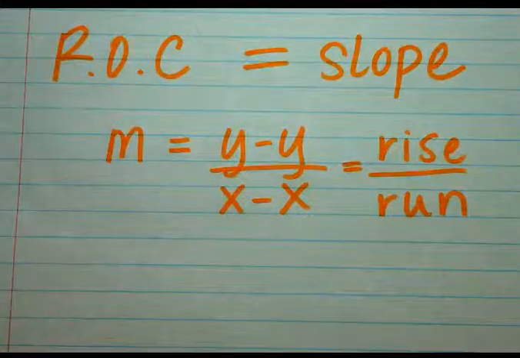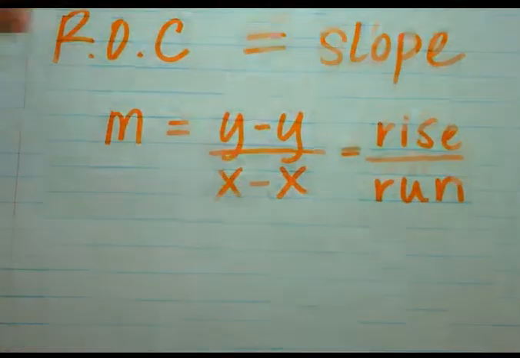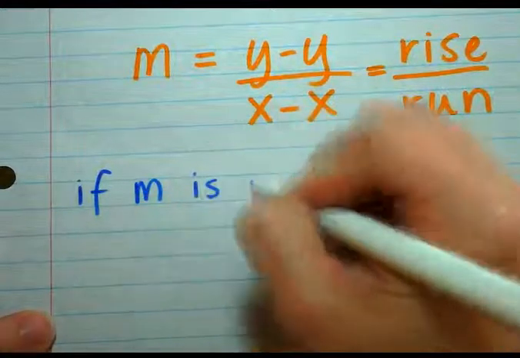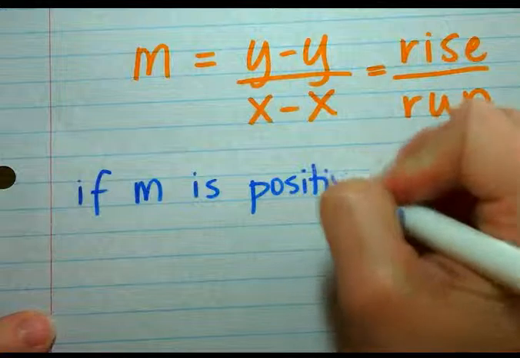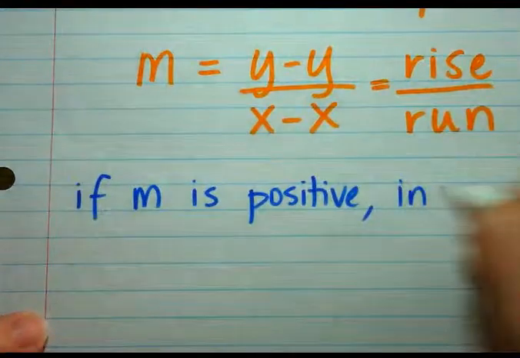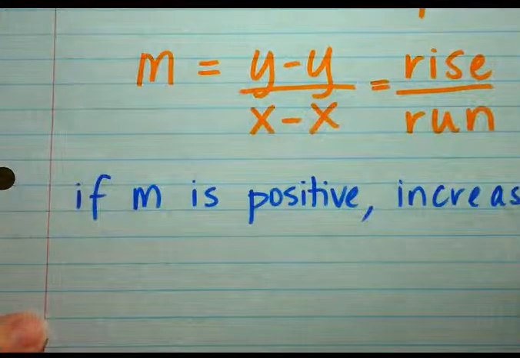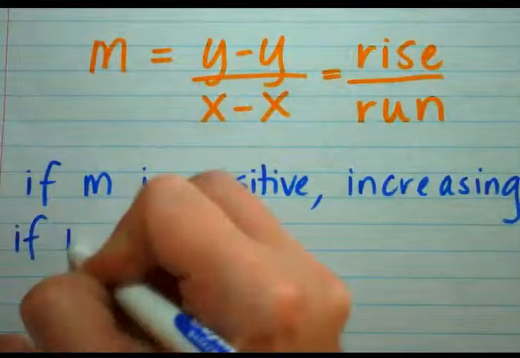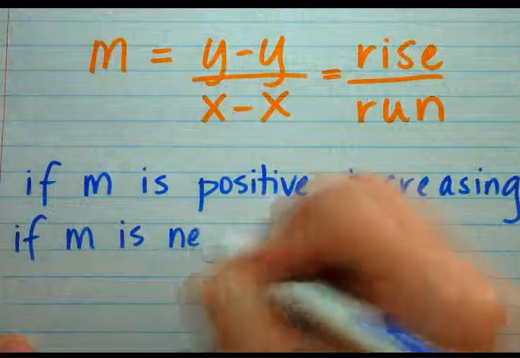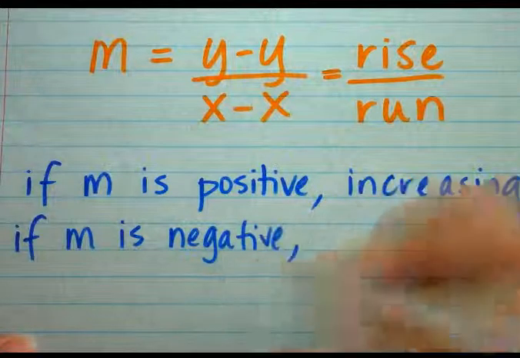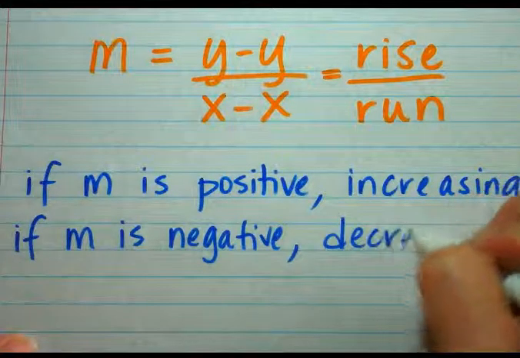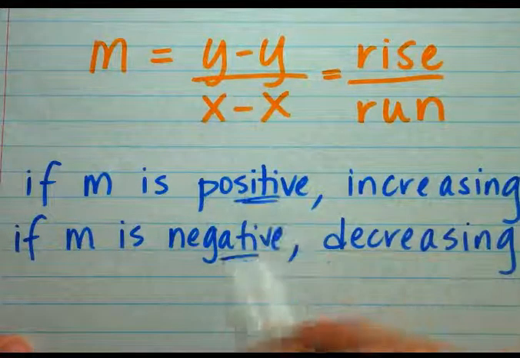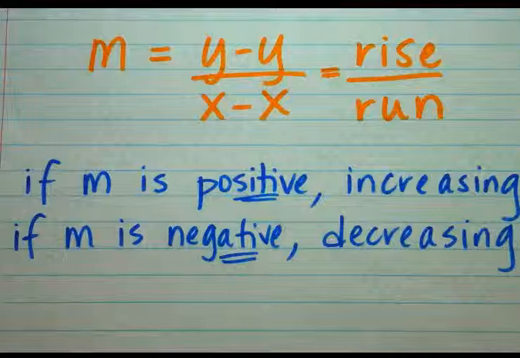If your rate of change is positive, then it's increasing. So if M is positive, then the rate of change is increasing. Oops, sorry, not on the screen. If the slope is negative, then your rate of change is decreasing. So whether it's positive or negative tells you the direction.